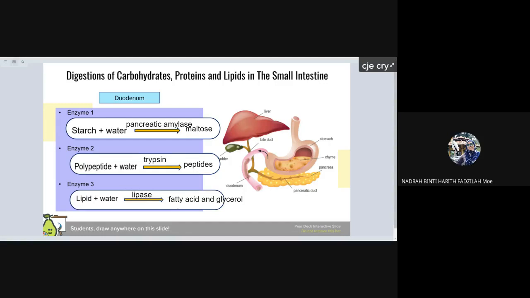tengok pula, okay, the final destination for food digestion. Apa yang berlaku pula lepas tu? Sekejap ya, saya screenshot dulu. Alright.